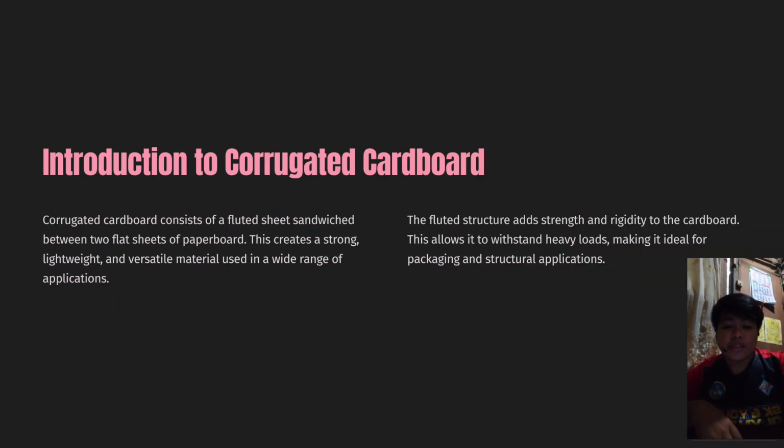Introduction to corrugated cardboards. Corrugated cardboard consists of a fluted sheet sandwiched between two flat sheets of paperboard. This creates a strong, lightweight, and versatile material used in a wide range of applications. The flutes add strength and rigidity to the cardboard. This allows it to withstand heavy loads, making it ideal for packaging and structural applications.